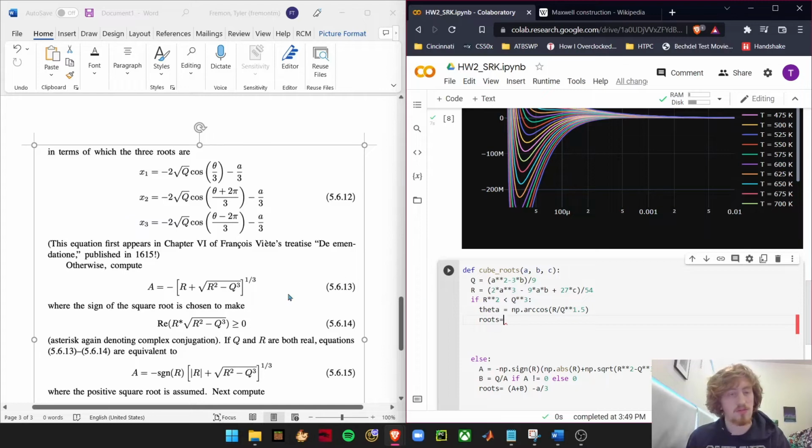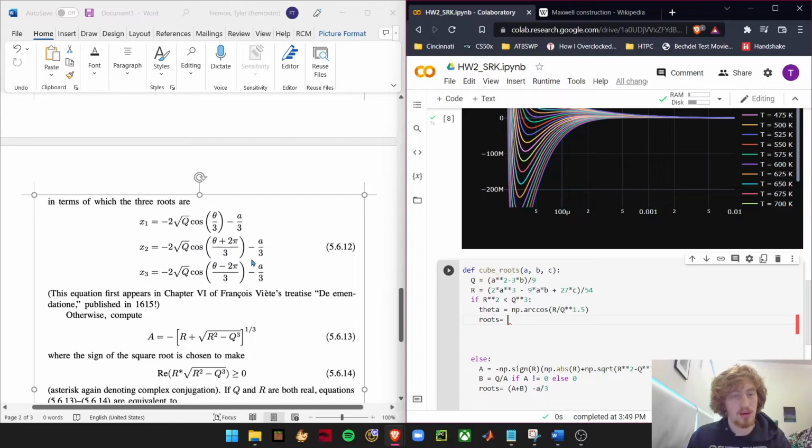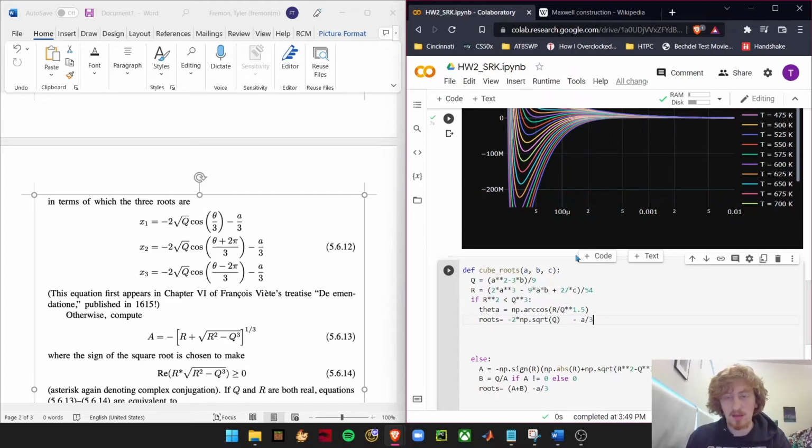And then our roots for our first set of equations are right here. And we can notice that these terms here are all the same, and then this term here is all the same. The only difference is the input to the cosine function. So we can actually do this all in one go instead of having to define 3 different functions. And we can say -2 times the square root of q. And then we'll ignore this cosine function real quick because we still have this similar term down here. And then minus a divided by 3.